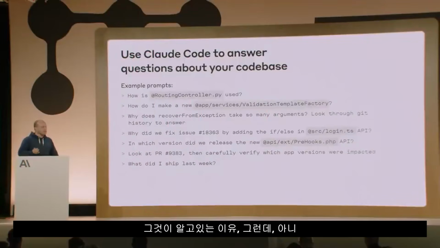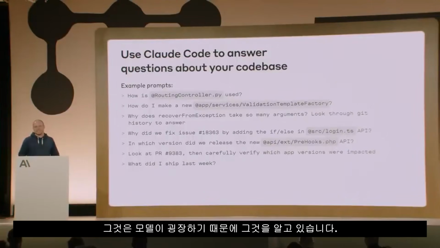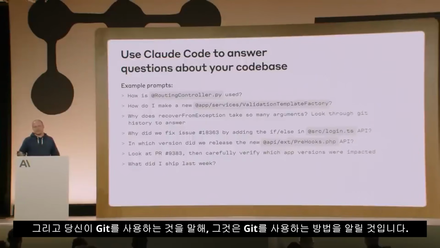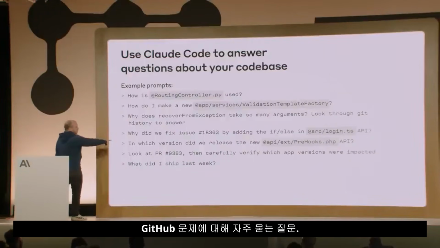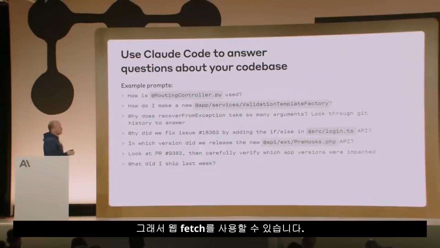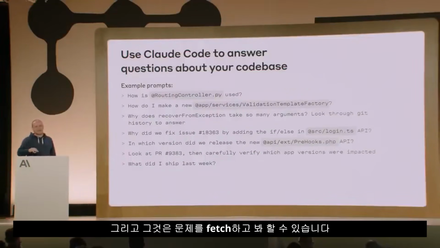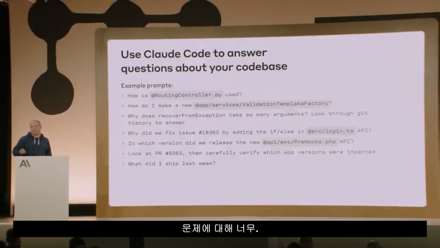The reason it knows, by the way, is not because we prompted it to. There's nothing in the system prompt about looking through Git history. It knows it because the model is awesome. If you tell it to use Git, it'll know how to use Git. So we're lucky to be building on such a good model. I often ask about GitHub issues. It can use web fetch, and it can fetch issues and look up context on issues too, and this is pretty awesome.